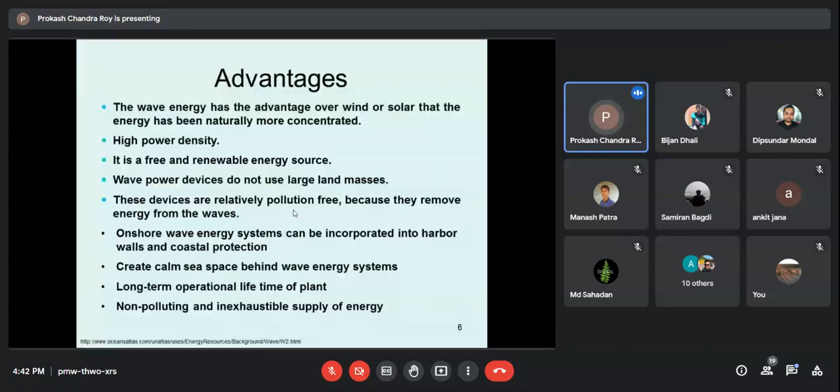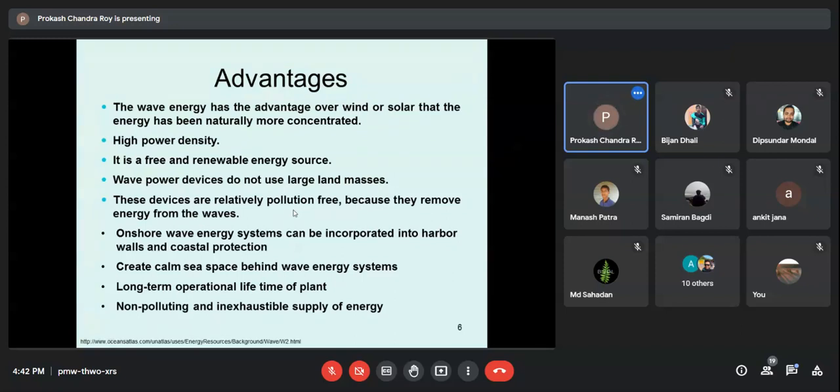So now let's talk about the advantages. When you talk about renewable energy, you will get a lot of benefits, say, from the pollution point of view. Not only that, there is no fuel cost. So those things are common.